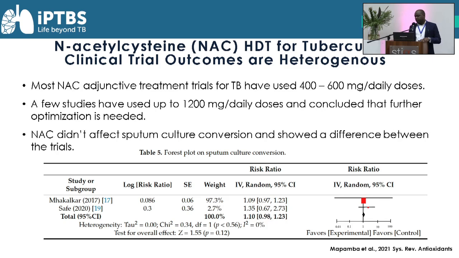With regard to N-acetylcysteine, most of the previous studies have been using different concentrations, so 400 to 600 milligrams daily. Other studies use up to 1,200 milligrams and concluded that further dose optimization is needed. Most of these studies have sputum conversion as the endpoint, and they did not really manage to hit this target. And there was a lot of heterogeneity in these different studies.